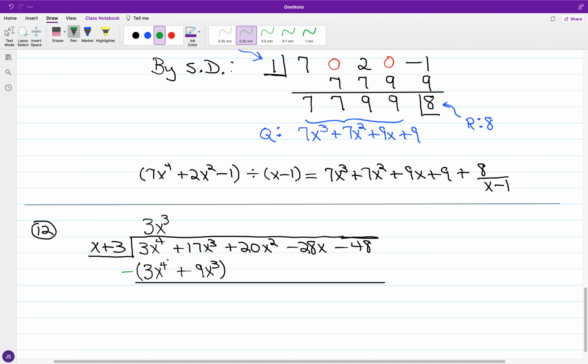And looking at subtracting, okay, so you have 3x to the 4th will subtract itself and cancel. Now we've got 17x cubed minus 9x cubed, so we have 8x cubed. Okay, I can bring down the rest of the terms. Okay, now we got x into 8x cubed, which will go 8x squared times, and distributing. Okay, so 8x squared times x is going to be 8x cubed. 8x squared times 3 is going to be 24x squared.